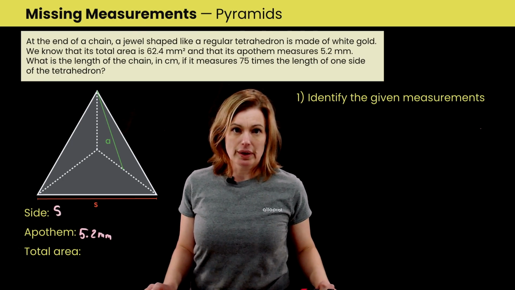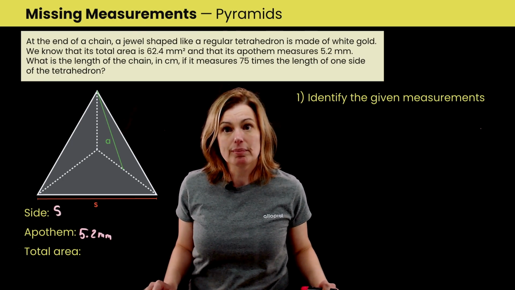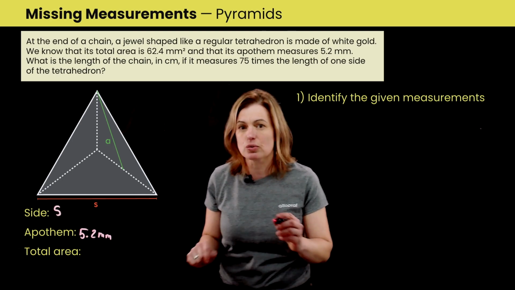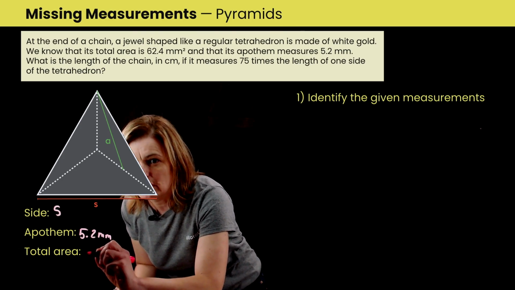And then the total area. Well, that also is given to us in the problem. So if I just scan the problem quickly, it says total area is 62.4 millimeters squared. And so I'm going to put that information right here.